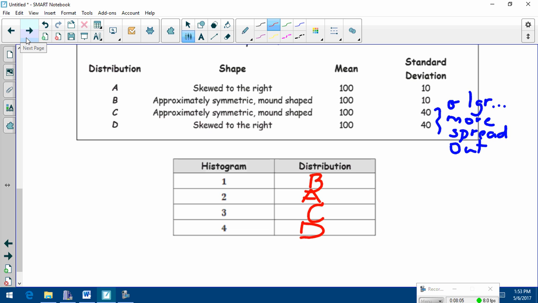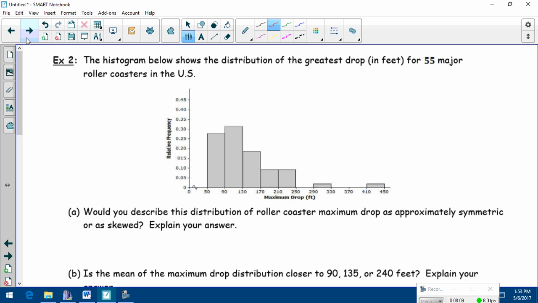All right, going on to the next page. Example 2. The histogram below shows the distribution of the greatest drop in feet for 55 major roller coasters in the U.S. Part A says, would you describe this distribution of roller coaster maximum drops as approximately symmetric or skewed? Explain your answer. Okay, well, what do you think?